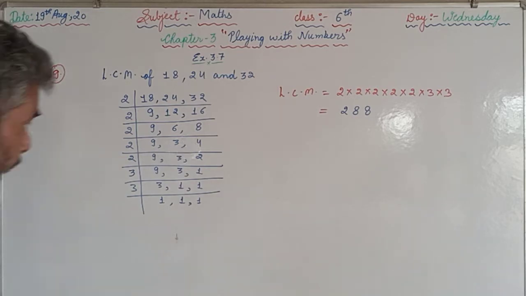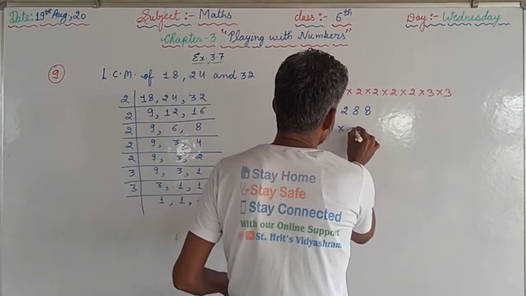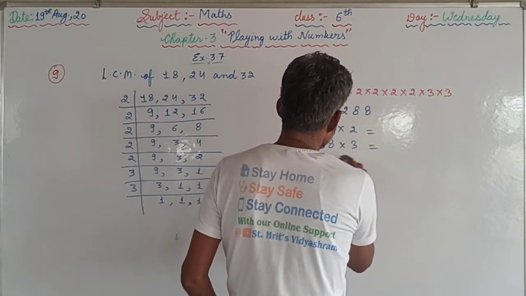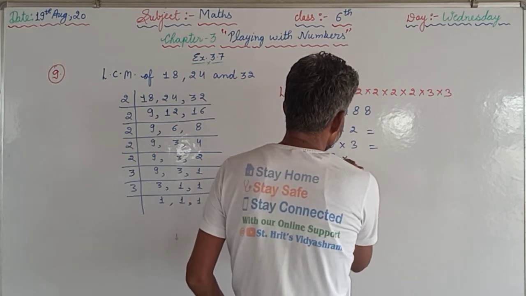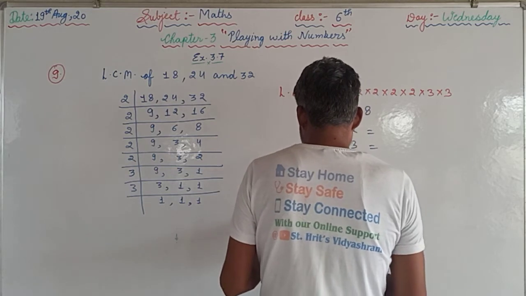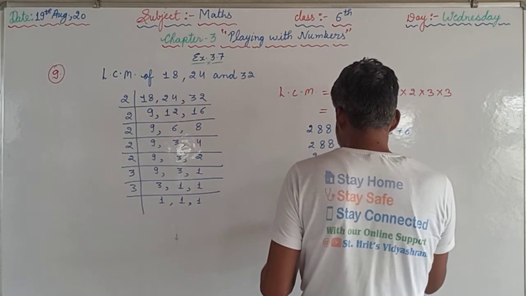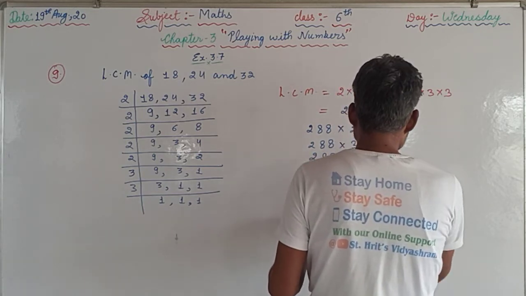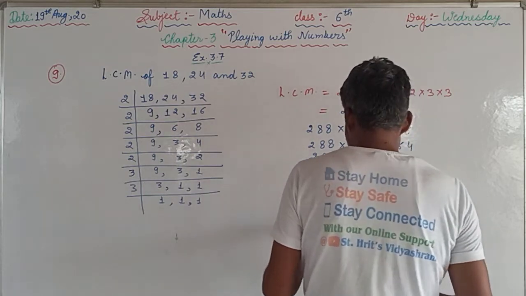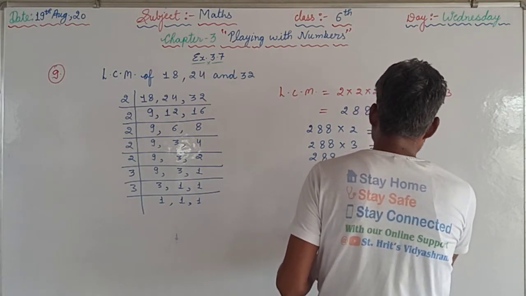So what we will do? We will multiply 288 into 2, then 288 into 3, 288 into 4. So 288 into 2 will be 576, 288 multiplied by 3 will be 864, and 288 multiplied by 4 will be 1152.